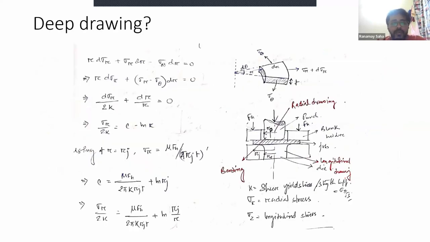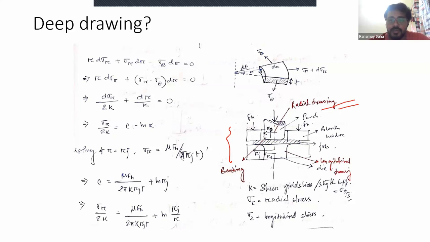So now we have come to the concept of deep drawing. We'll quickly go through that. In the case of deep drawing or cup drawing, this is the setup where you can see a cup is being drawn through this particular die. This is the blank, which supports this punch. It happens radially, so this is called radial drawing. FH is the force on the blank, also called the blank holder force.